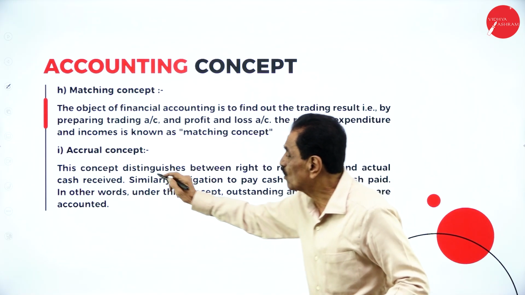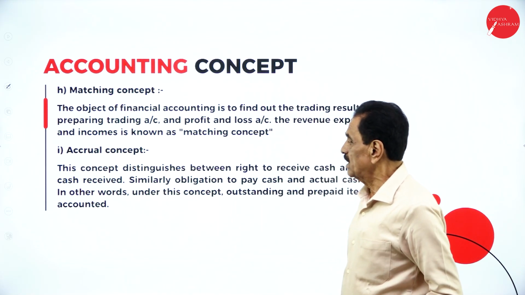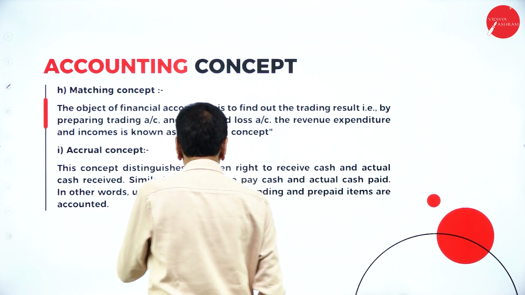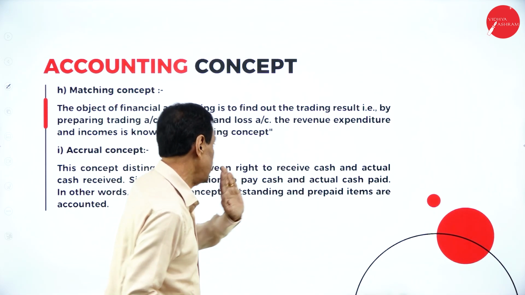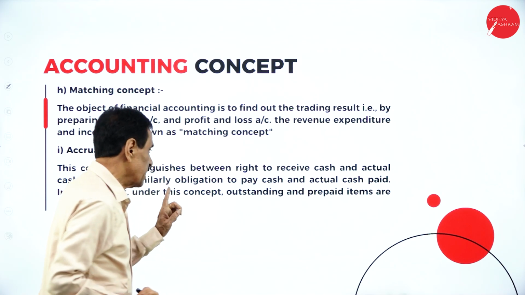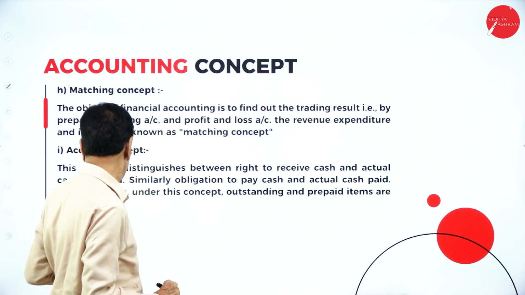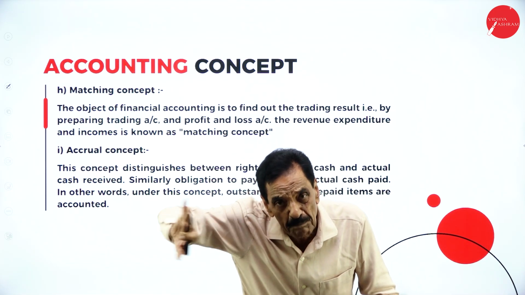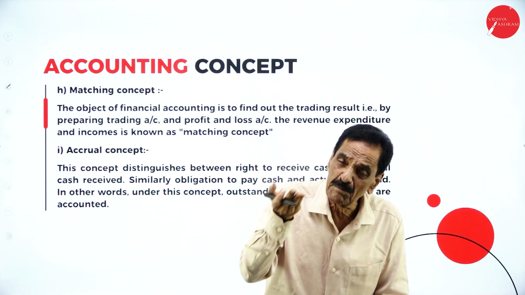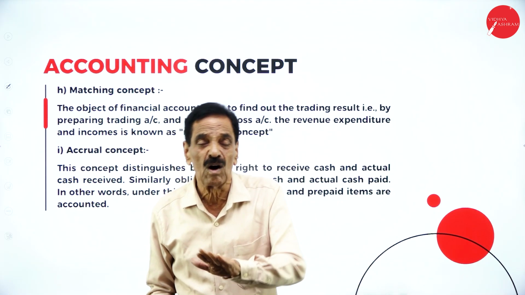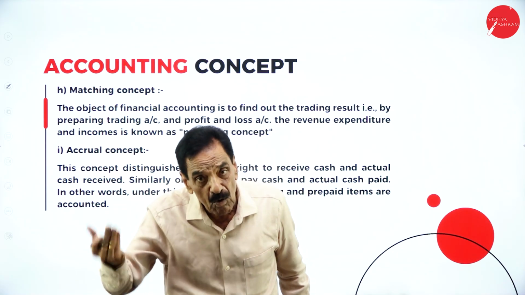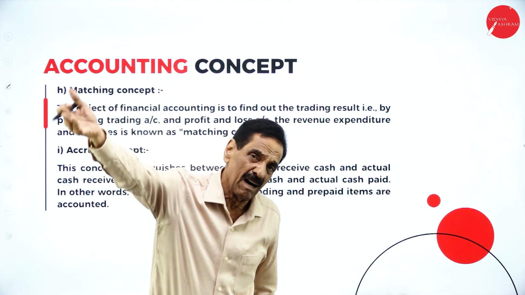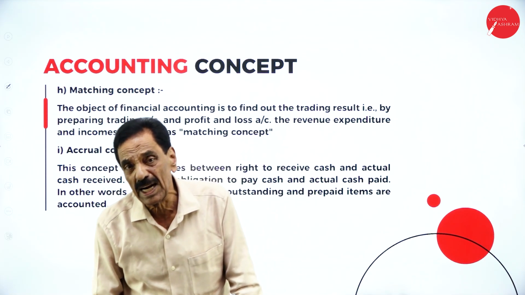Then we'll move on. Accrual concept. This concept makes a distinction between the right to receive cash and actual cash received. Similarly, the obligation to pay cash and actual cash paid. In other words, under this concept, outstanding and prepaid items are accounted. Here, how much you have paid, how much money is to be paid, how much you have received, how much money is to be received. To be paid is called outstanding. If you paid more, it's called prepaid. To be paid after 3 months, after 4 months, is called outstanding expenses here.